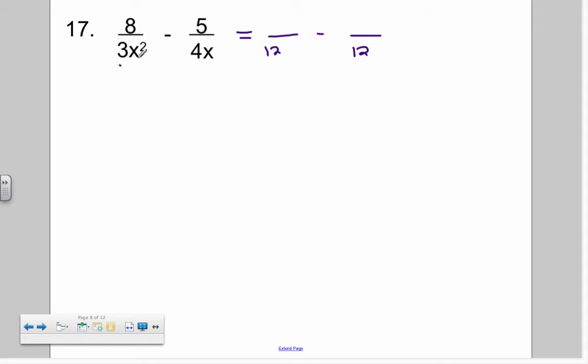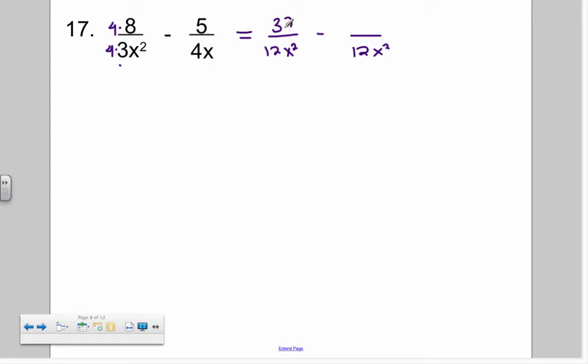And then I take a look at my x. I have an x factor here, which is x squared, and an x factor here. I always choose the larger of the two exponents, so x squared is going to be the least common multiple between x and x squared. So 12x squared is my common denominator, which means I have to convert this fraction to an equivalent fraction. So I ask myself, what do I multiply 3x squared by to get 12x squared? I would multiply by 4, so I need to multiply top and bottom by 4.